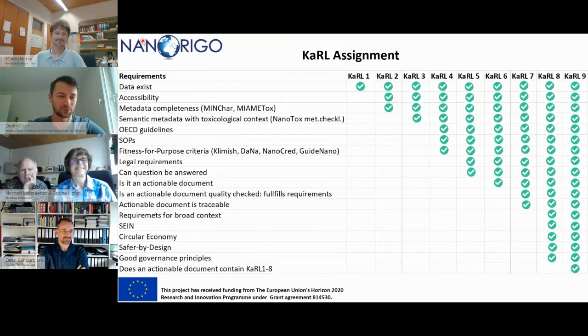Since I don't have control over the screen. So KaRL 5 was just a list of requirements, and then we gathered it and packed it in an actionable document. So we would consider this as KaRL 6, because it is the information gathered in KaRL 5 and formulated in an actionable document, which in this case is a short report. Okay, now we can hopefully move further to a more complicated case.